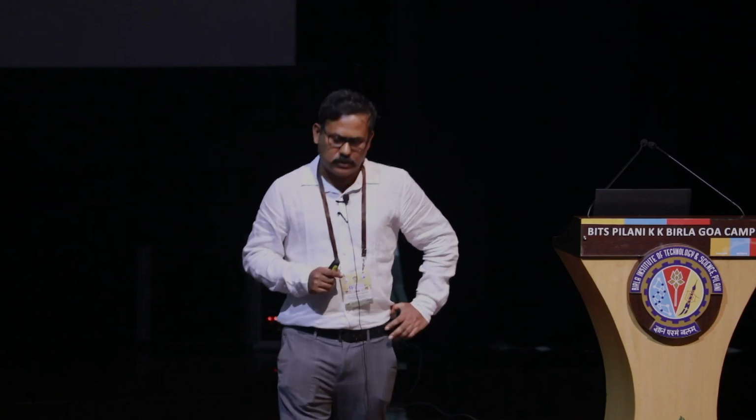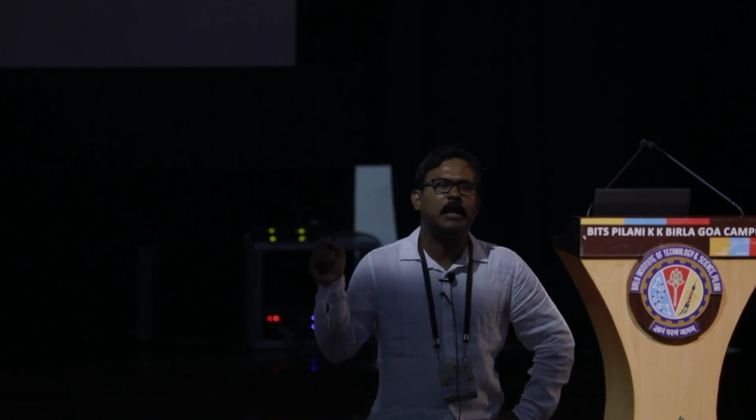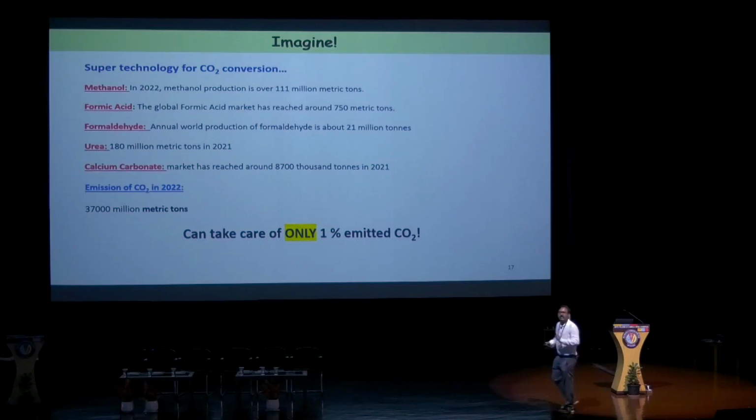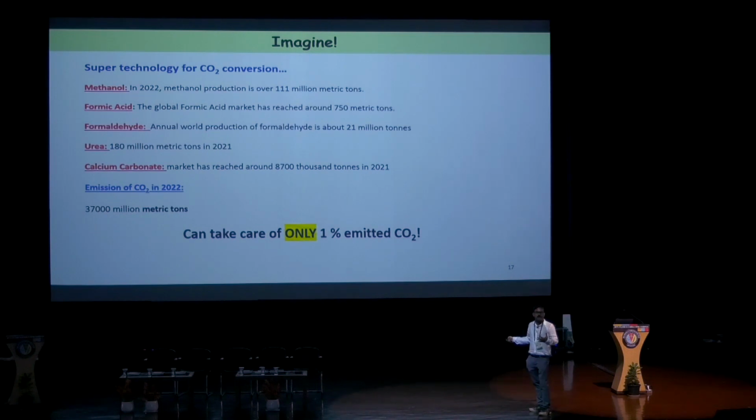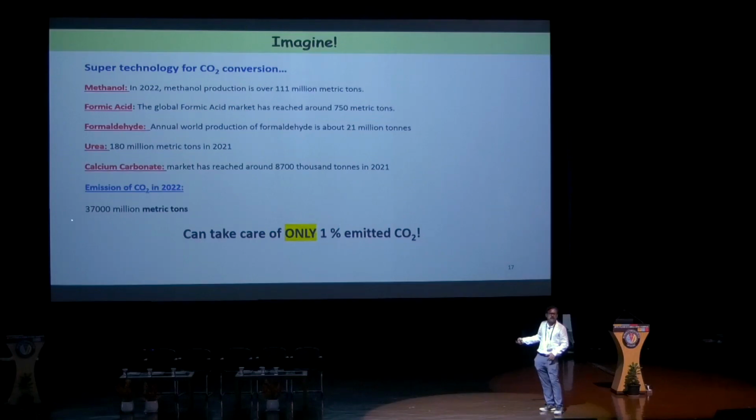So let's imagine why both processes have to be explored. I am a chemist, so I should support all CO2 being utilized through chemistry, but look at the numbers. Imagine you have a super technology that can convert all CO2 into methanol, whatever methanol you require today. In 2022, methanol production was over 111 million metric tons. For other chemicals, we always talk about carbon dioxide with formic acid. The global formic acid market has reached only 750 metric tons. Formaldehyde, urea, calcium carbonate: you take all these and convert everything out of carbon dioxide with your super technology, then you still cannot take care of more than 1% of carbon dioxide emission, because we are now emitting 37,000 million tons of carbon dioxide.